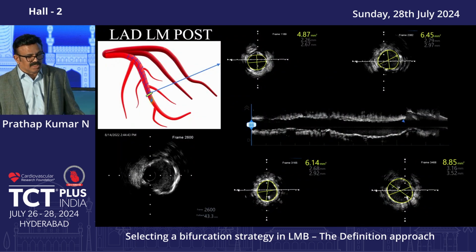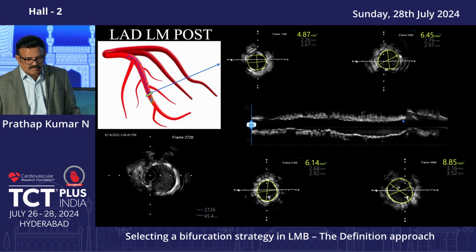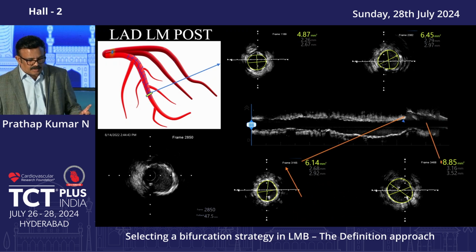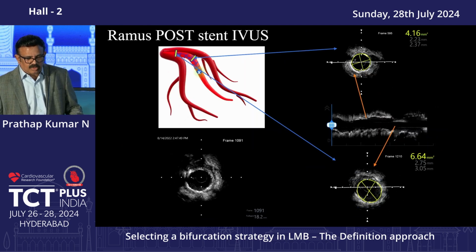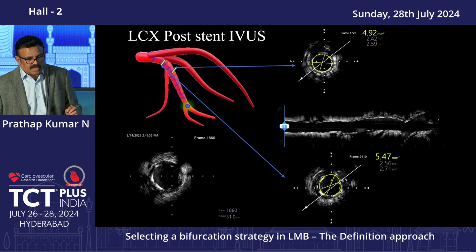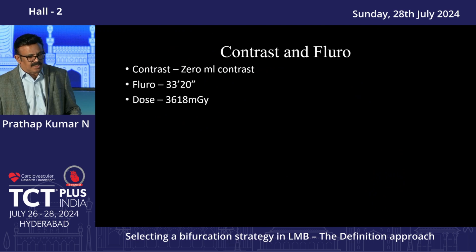Yesterday also I showed a tracing live. This was the area created in the circumflex. 8.89. I got a 6.14 in the proximal part and 4.81. This is ramus. I got 6.64 in the proximal part. LAD. This is circumflex. I got 5.4 and 4.9 distally.